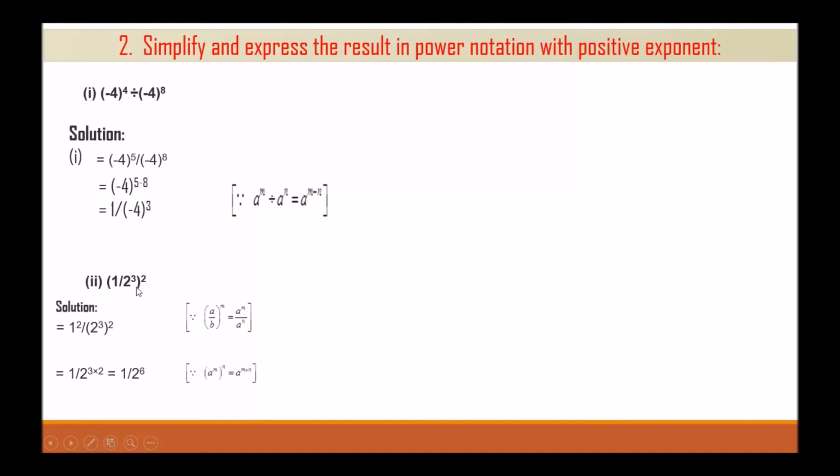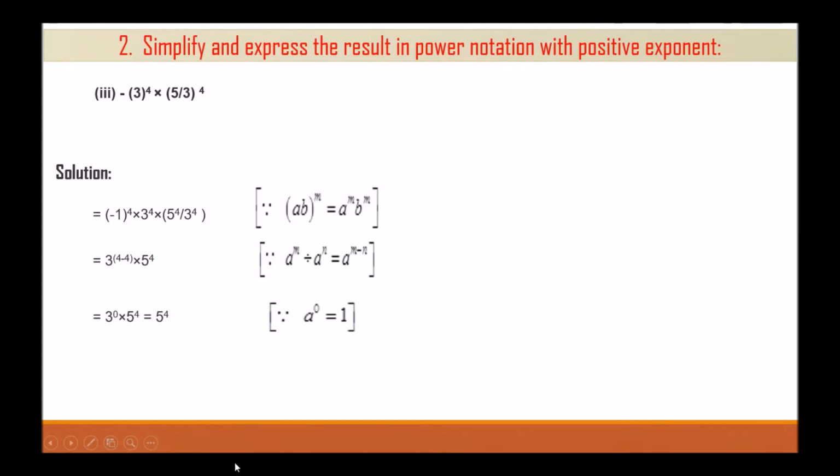1 upon 2 raised to 3, 1 upon 2 cube whole bracket squared. So 1 squared divided by 2 cube whole squared. So 1 upon 2 raised to 3 into 2, that is 1 upon 2 raised to 6. Here we have used a raised to m whole bracket n, that is a raised to m into n.